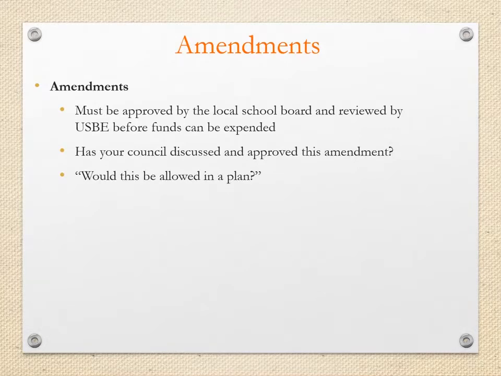All amendments must be reviewed and approved by the council. And always ask yourself the question when thinking of an amendment: would this be allowed in a plan? Will this help improve student academic performance and help with a measurable academic goal?